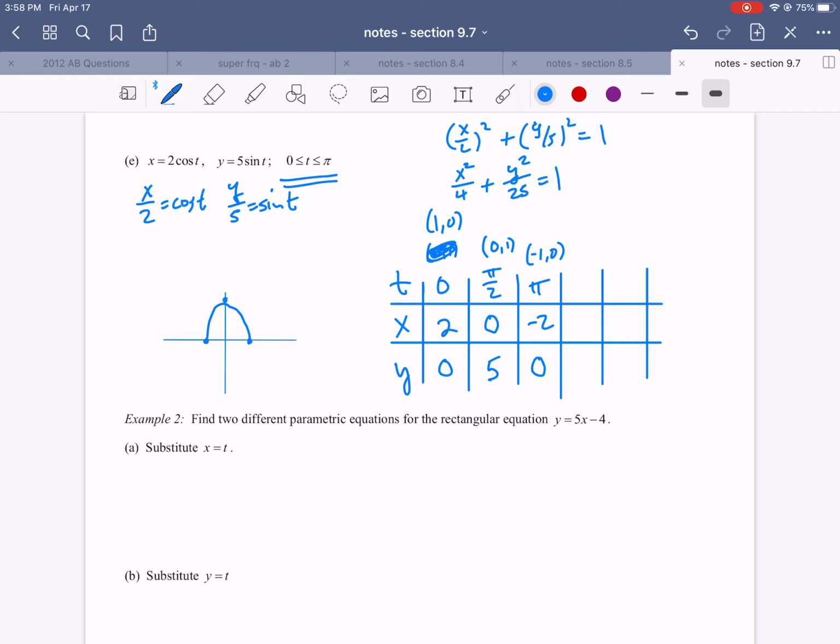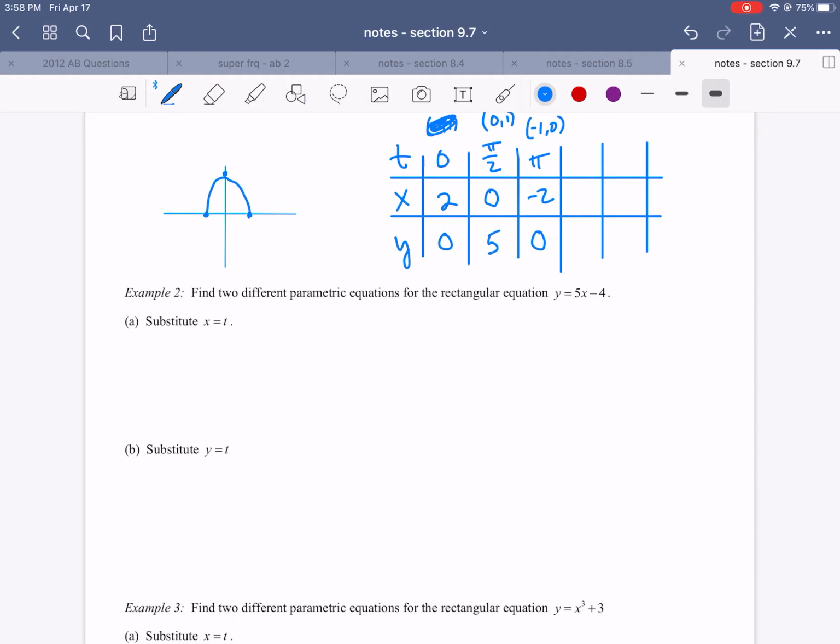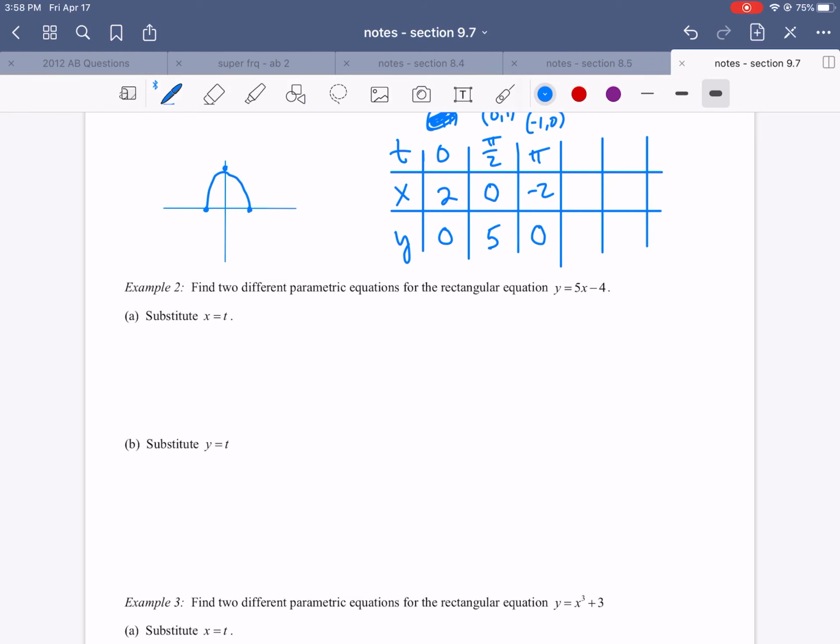But before we finish, we need to add an extra stipulation because this is only the upper half of the ellipse. And so because it's the upper half of the ellipse, that means the y values all have to be greater than or equal to 0. So I'm going to add on that extra stipulation to basically illustrate the fact that it's only half of the ellipse, and more specifically, the upper half.